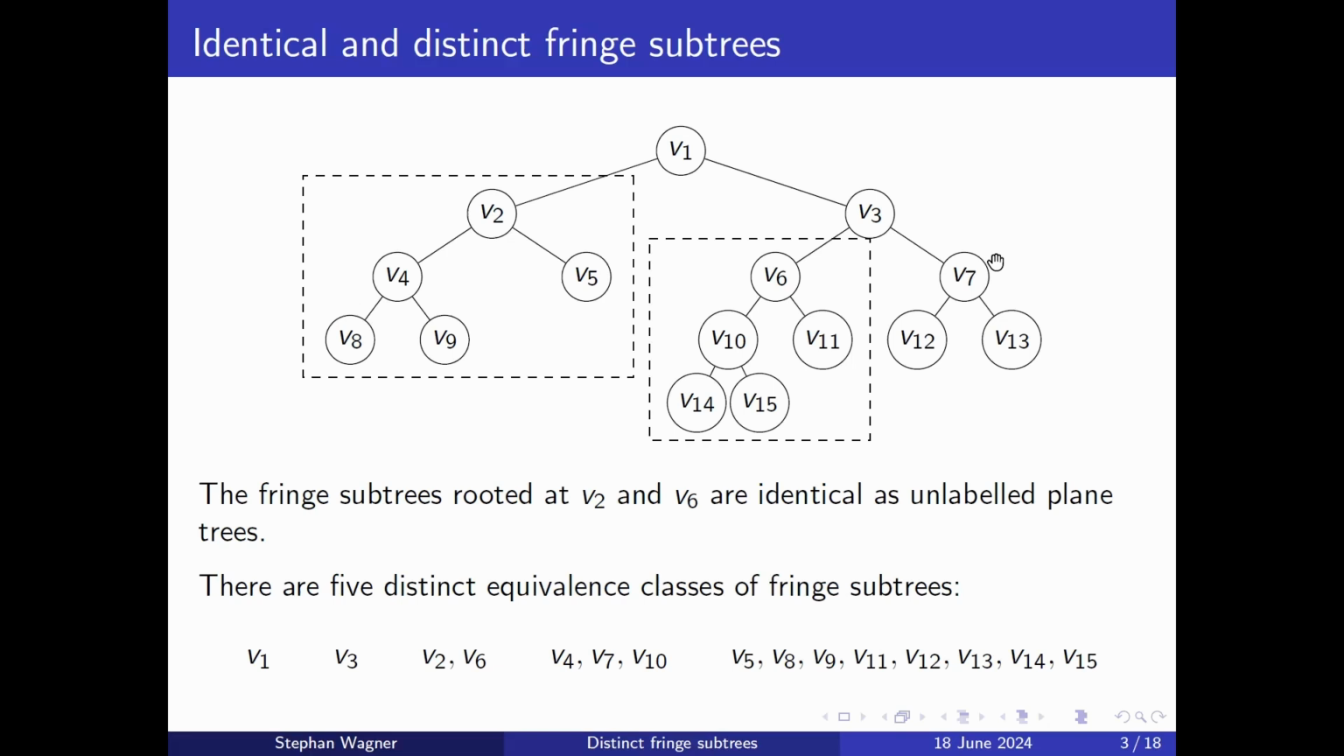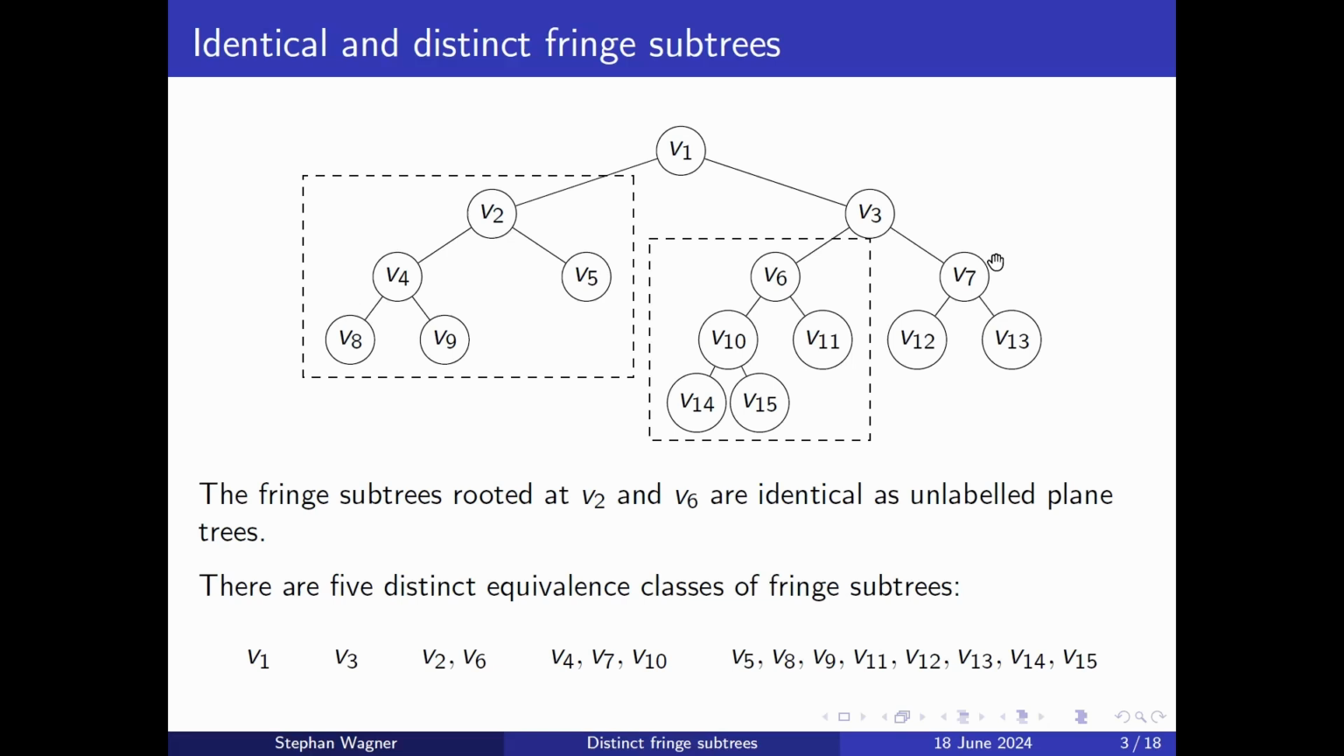So any tree with n vertices has automatically n fringe subtrees, one for each of the vertices, but many of them will be the same. So one might wonder how many of them are distinct, whatever distinct exactly means, but here I mean that distinct is they look different regarded as unlabeled plane trees, or the other way around, I consider fringe subtrees the same if they look the same as unlabeled plane trees.